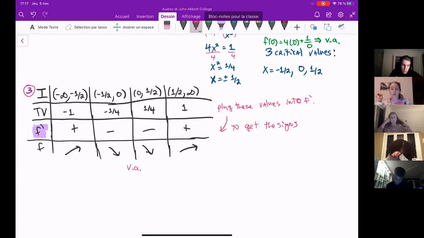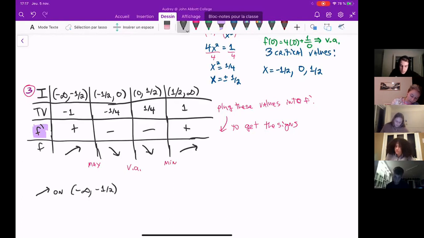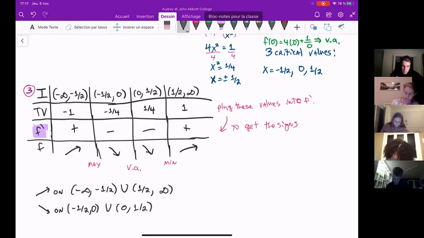What do I have at -1/2? Is that going to be a max or a min? You got it. It's going to be a max. It's going up and then down. And what about at 1/2? A min. Okay, so that means this is increasing on negative infinity to -1/2 union 1/2 to infinity, and it is decreasing on -1/2 to 0 union 0 to 1/2.